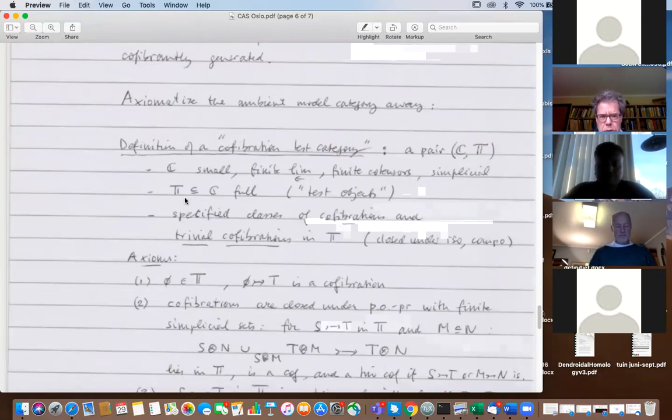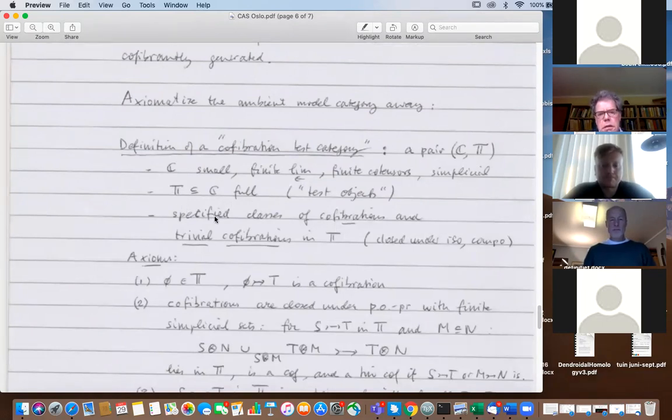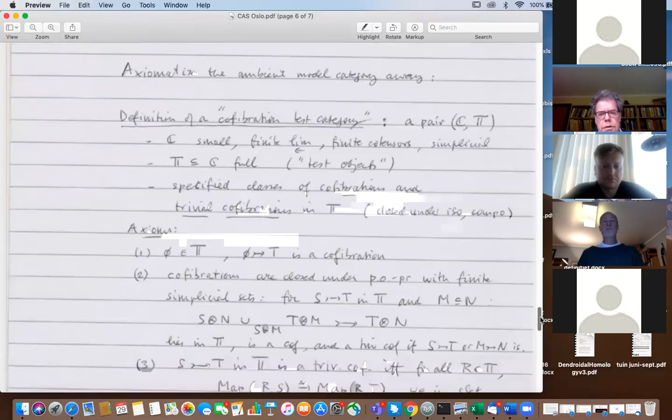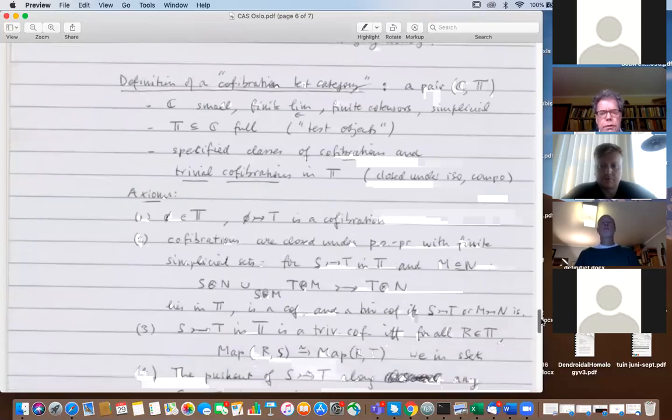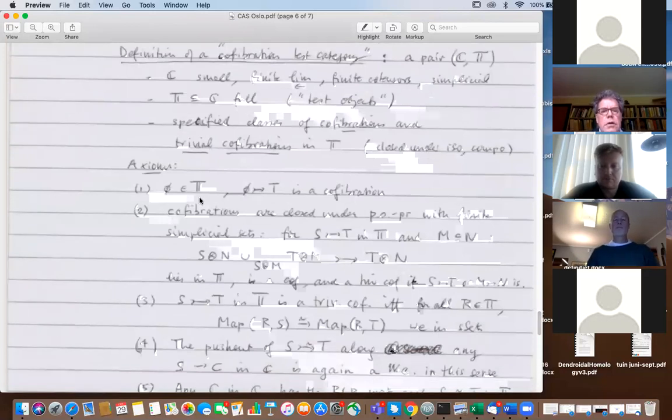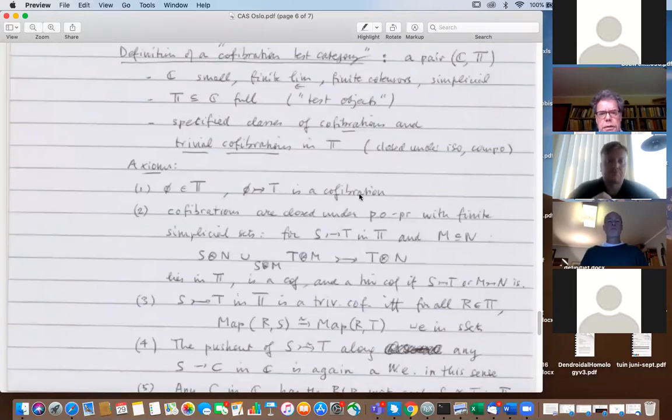And then there should be a full subcategory T of test objects. So you should think of these test objects as the cofibrant objects in C. And inside T, I specify two classes of maps, the cofibrations and the trivial cofibrations, which canonically I could just take from the ambient model category. Okay, and then I should have the following axioms, which will be true if indeed I take them from some ambient model category if it exists. So first of all, the initial object is a test object, and every test object is cofibrant.